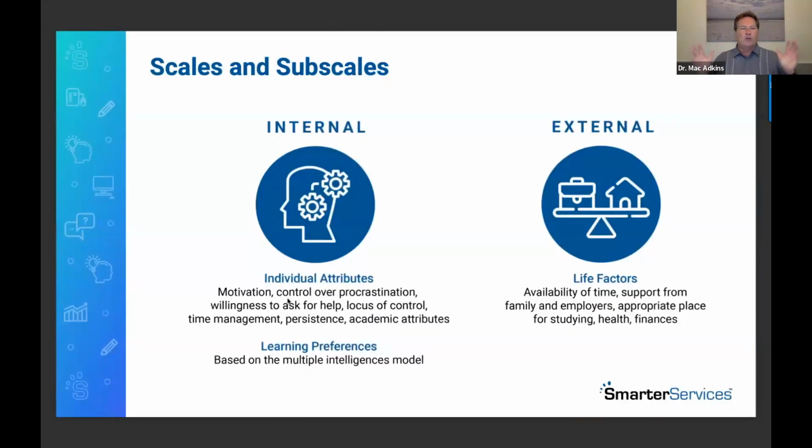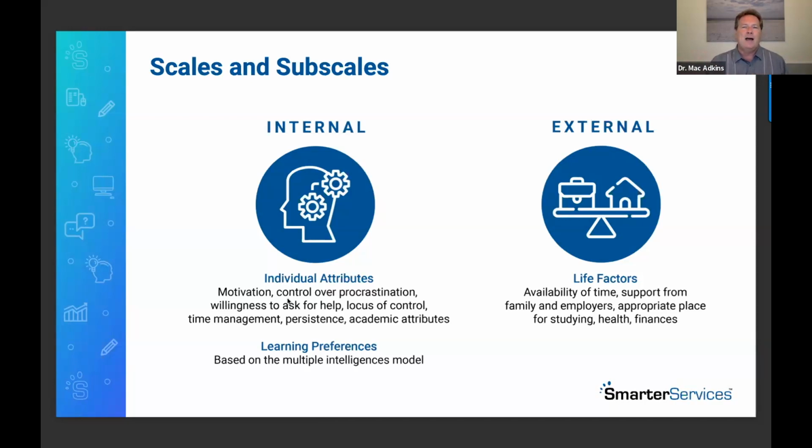I think most everyone on the call knows this, but in case we have some visitors to the meeting, I want you to understand what SmarterMeasure measures so that when you hear Michelle and Mary talk about how they're using that data, you'll understand what they're referring to. So the SmarterMeasure Learning Readiness Indicator measures several different scales. The first scale that it measures we call individual attributes. Those are things like motivation, control over procrastination, willingness to ask for help, locus of control, things that kind of define the learner's learning personality.